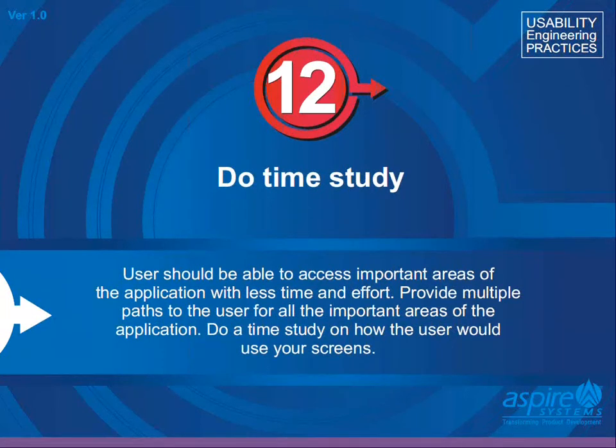Do time study. Just like anything else, the 80-20 rule applies for systems as well. By this rule, 20% of the functionality gets accessed 80% of the time. Therefore, it's important to focus on this 20% more and ensure the user is able to use it with less time and effort. You may also consider providing multiple access or navigation links to access this 20% functionality.